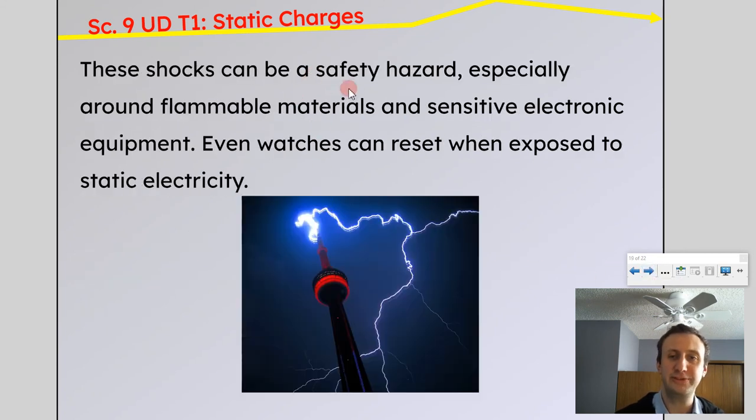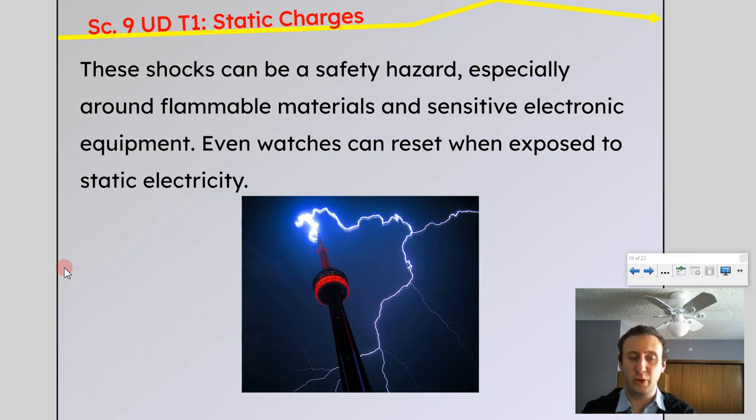These shocks can be a safety hazard, especially around flammable materials and sensitive electronic equipment. Even watches can reset when exposed to static electricity. People who build PCs know about this, right? Because when you put the components in, you have to make sure that you don't have any static built up first, or you can actually wreck your PC components with just a little shock, which would be horrible, wrecking your processor that you spent hundreds and hundreds on by not discharging first.